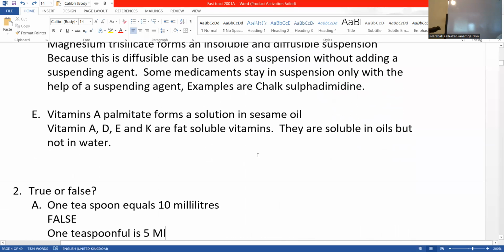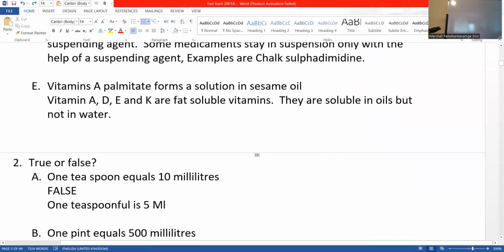Vitamin E palmitate forms a solution in sesame oil. Vitamins A, D, E, and K are fat-soluble vitamins. Normally, if given in a liquid form, they are dissolved in oil. It is water insoluble. So the E answer is true. I have put it there. Answer is true.